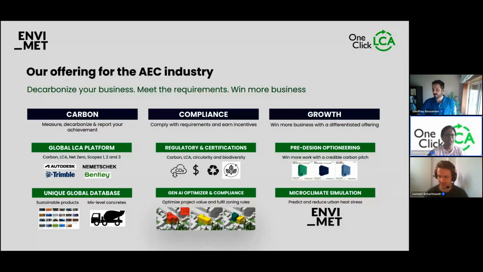We have a unique global database. I'm sure a lot of people would have already seen we have something called Material Compass right now, which has the largest database for EPDs. And we are also currently using some aspects of AI as well, which is very exciting for us. Of course, in terms of microclimate simulation, we have ENVI-met, which we will learn about a lot more in depth today with Geoffrey and Leonard. So now I'm going to give it to Leonard and Geoffrey to continue.